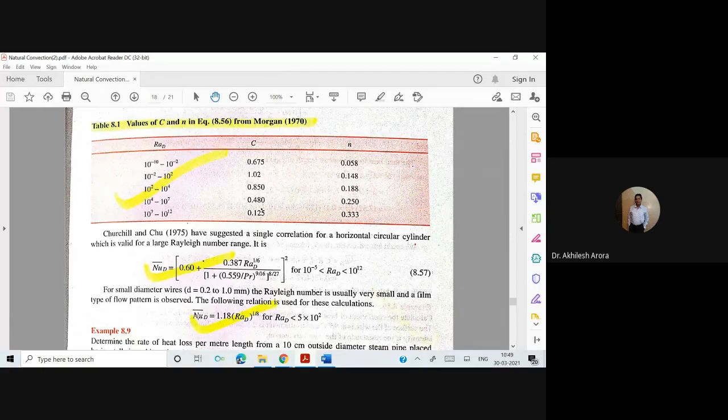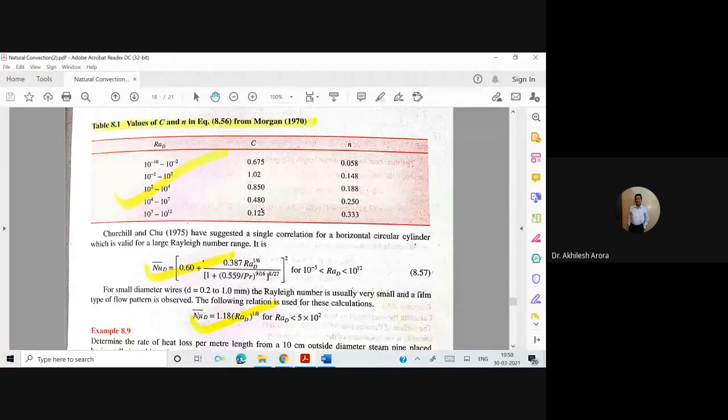So once again, you can't remember these correlations and you just have to go to the tables, depending upon the situation, what type of shape is there, what the Rayleigh number is, and which equation can be used practically for that particular case. You naturally have to refer to certain heat transfer tables for natural convection. Even in forced convection you have seen there can be numerous equations.